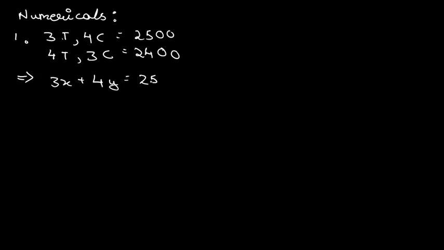Clear. Now the second thing that we are getting is 4 tables and 3 chairs. So we can write it simply like this: 4x plus 3y is equal to 2400. Yes, we are given this.